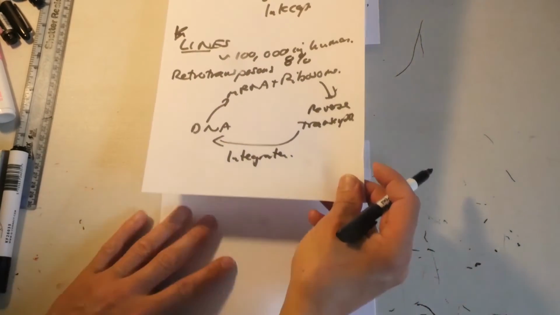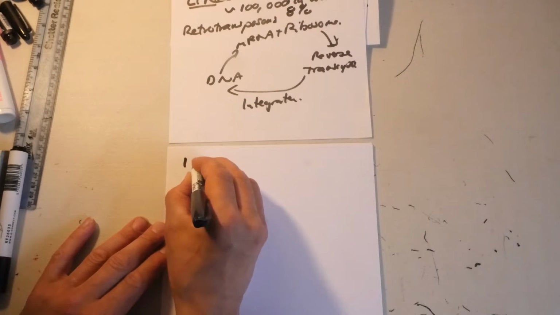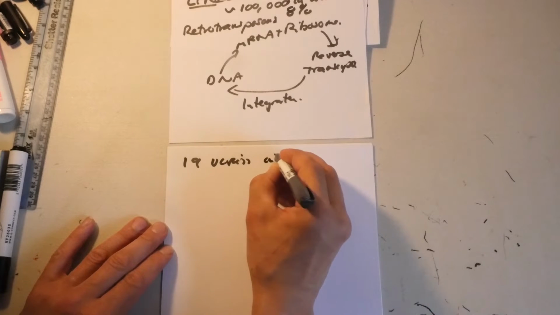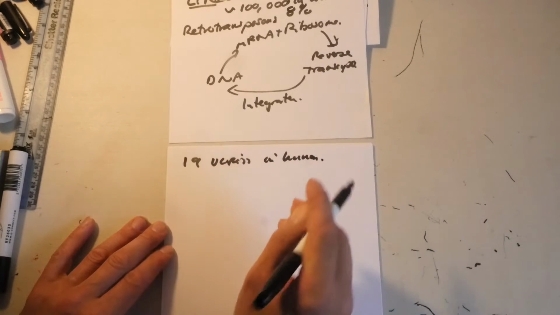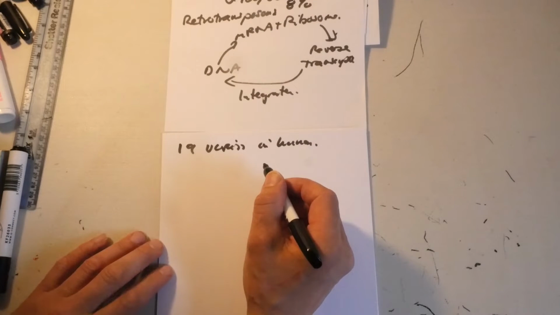There's also, I should mention, talk of about 19 viruses in humans, okay? But I'm not going to go into much more detail, it's a bit complicated.